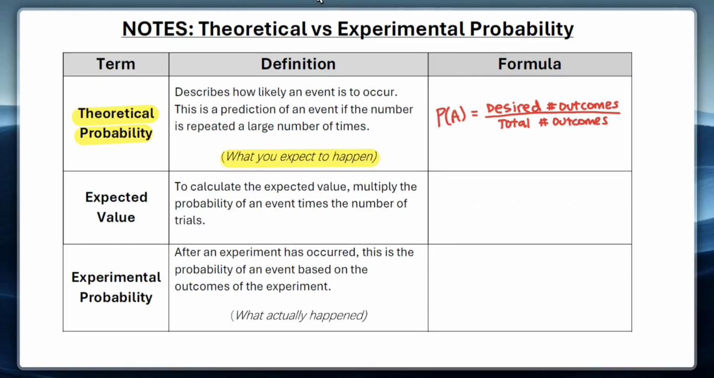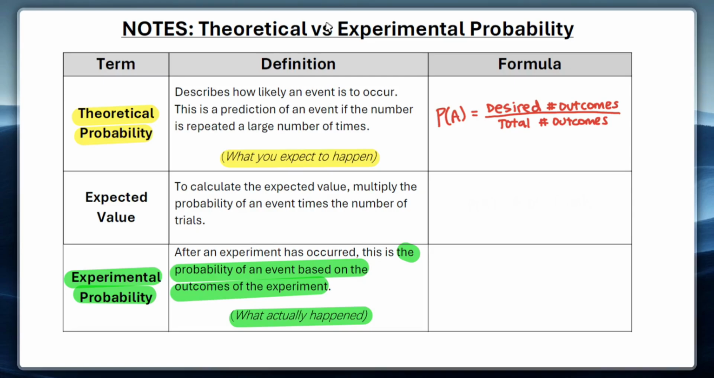That is theoretical probability. Now, I'm going to skip expected value and go to experimental probability so we can understand the difference between these two. So experimental probability is going to be after an experiment has occurred. This is the probability of an event based on the outcomes of the experiment. This is what actually happened, right? So theoretical is what you expect to happen theoretically. Experimental is what actually happened, right? And we'll look at some examples throughout this video.